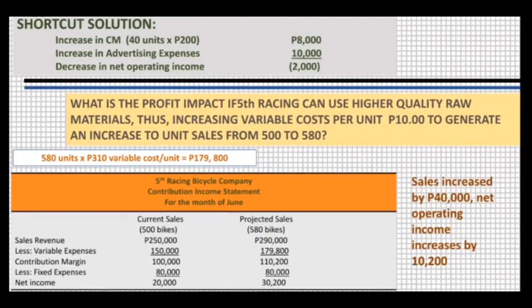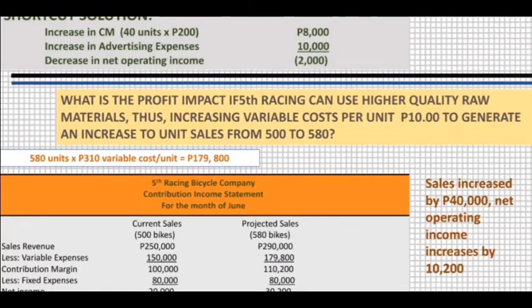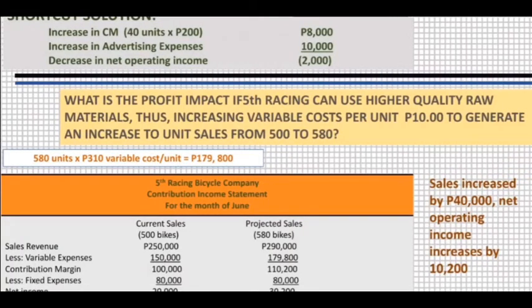The next problem is, what is the profit impact if Fifth Racing can use higher quality raw materials, thus increasing variable costs per unit by 10 pesos, to generate an increase in unit sales from 500 to 580? We have to multiply 580 times 310 and the answer is 179,800. Again, we have here the income statement.